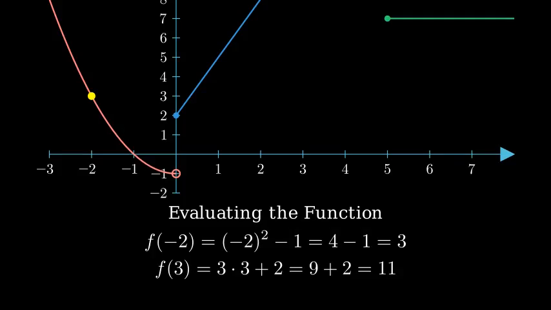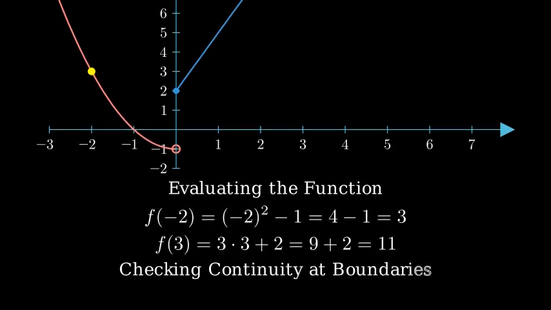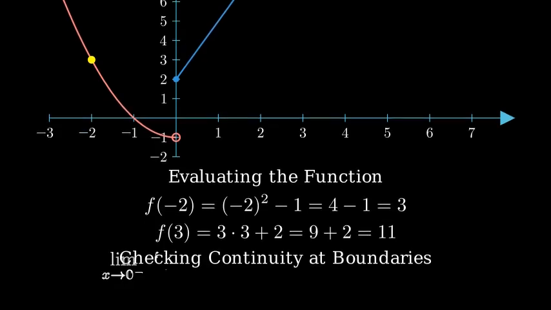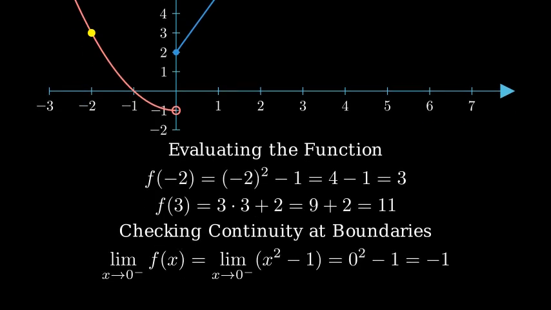An important aspect of piecewise functions is continuity at the boundaries between pieces. Let's check if our function is continuous at x equals 0, which is a boundary point. The left-hand limit as x approaches 0 is the limit of x squared minus 1, which equals negative 1.